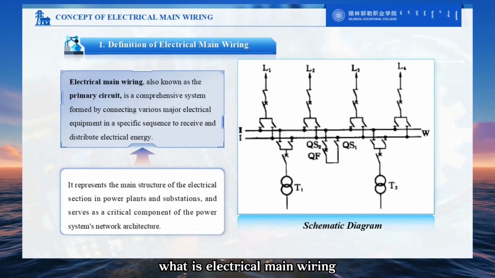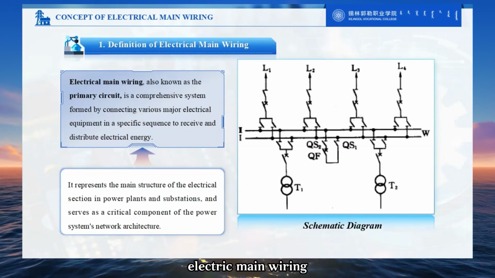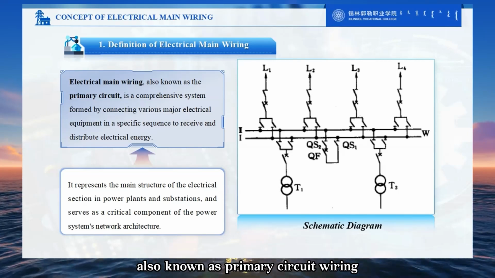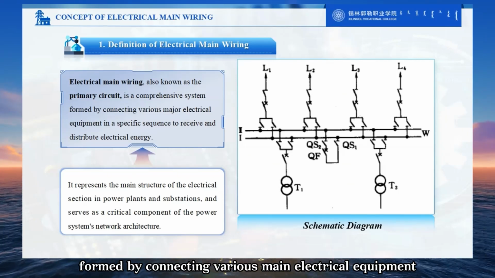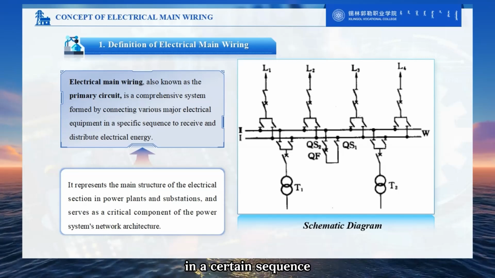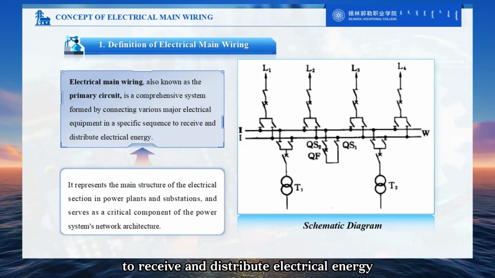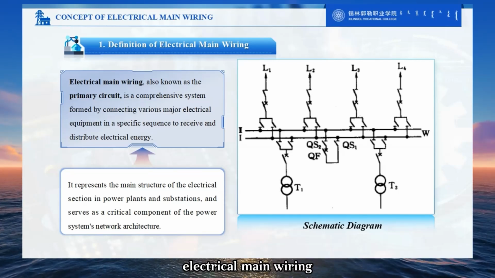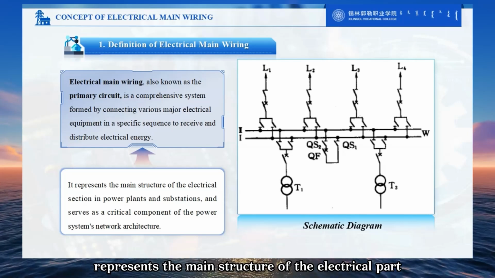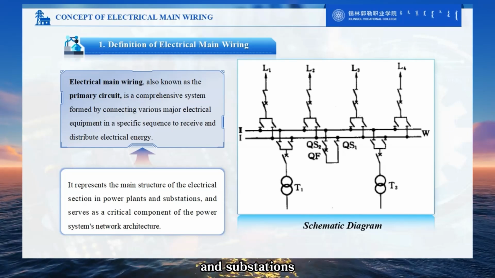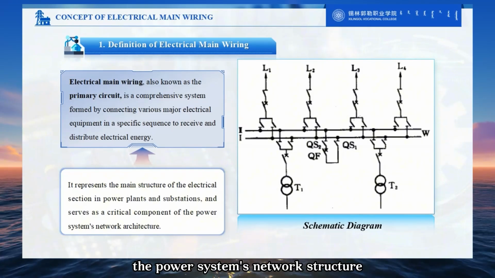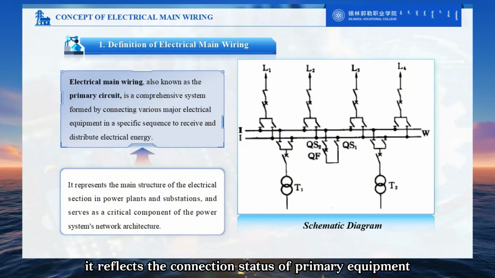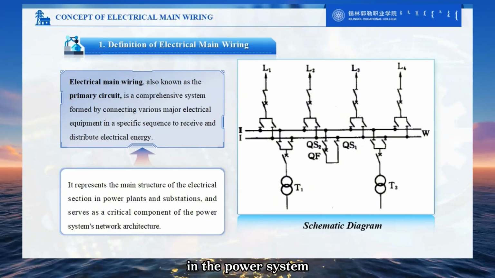What is electrical main wiring? Electrical main wiring, also known as primary circuit wiring, is a general circuit formed by connecting various main electrical equipment in a certain sequence to receive and distribute electrical energy. Electrical main wiring represents the main structure of the electrical part of power plants and substations, and is an important component of the power system's network structure. It reflects the connection status of primary equipment in the power system.